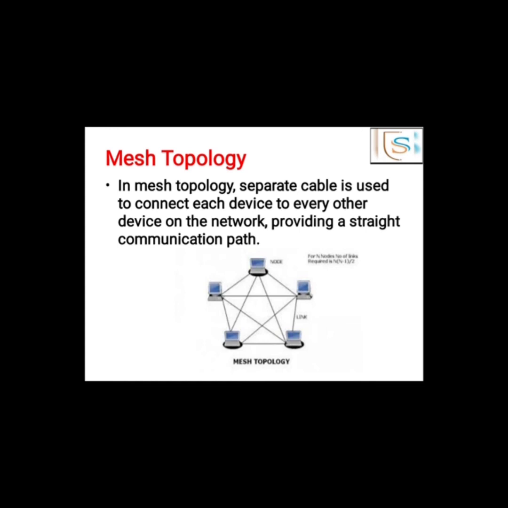In the mesh topology, a separate cable is used to connect each device to every other device. In this topology we have redundant links. That means one computer can have multiple links with other computers. So if any one connection between two computers gets disrupted, the rest of the network can work, because we have redundant, meaning repeated, links, a repeated connection of one computer to another computer.